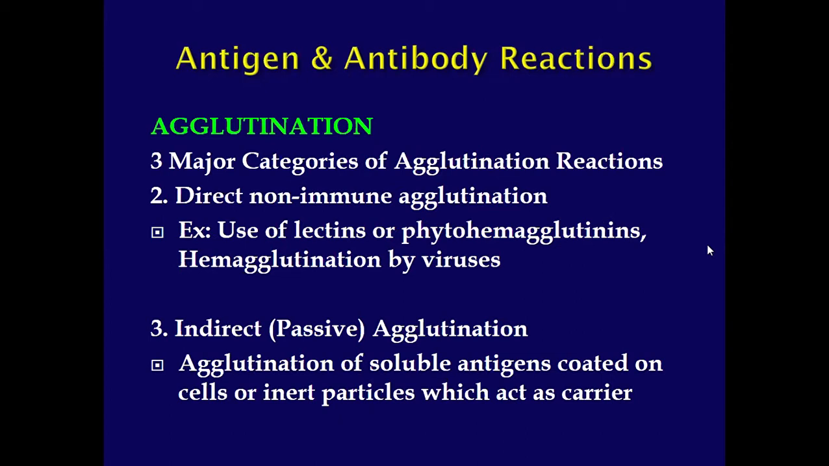And then we have the indirect passive agglutination. There is agglutination of soluble antigens coated on cells or inert particles which act as a carrier. Sorry, that is the one with the use of a carrier substance to make the reaction visible. The non-immune is different, meaning the use of plant extracts or other substances like the toxins produced by the viruses.